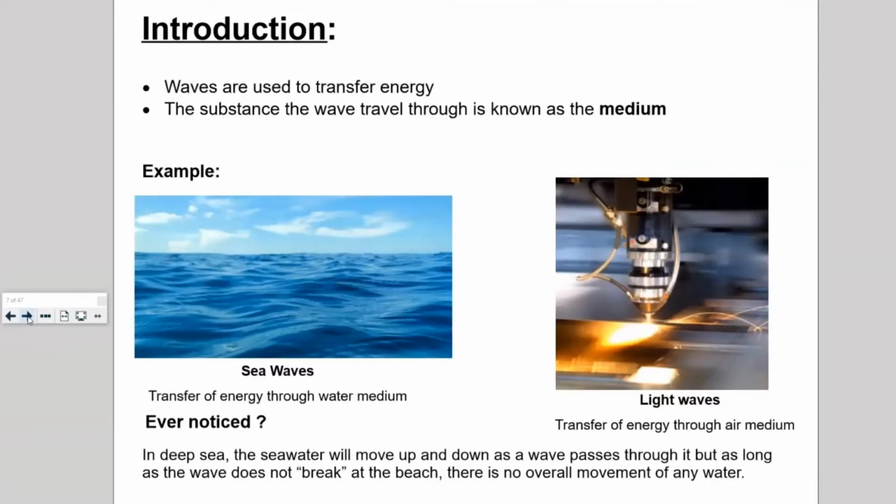So we all might have observed sea waves, something like this, right? The waves go up and down, and the energy propagates along the wave. For the energy to transfer, it transfers in the form of waves. One example of it is your sea waves, in which the energy is transferred through the water medium. Similarly, we have another example, light waves, in which the energy is transferred in the form of light waves.